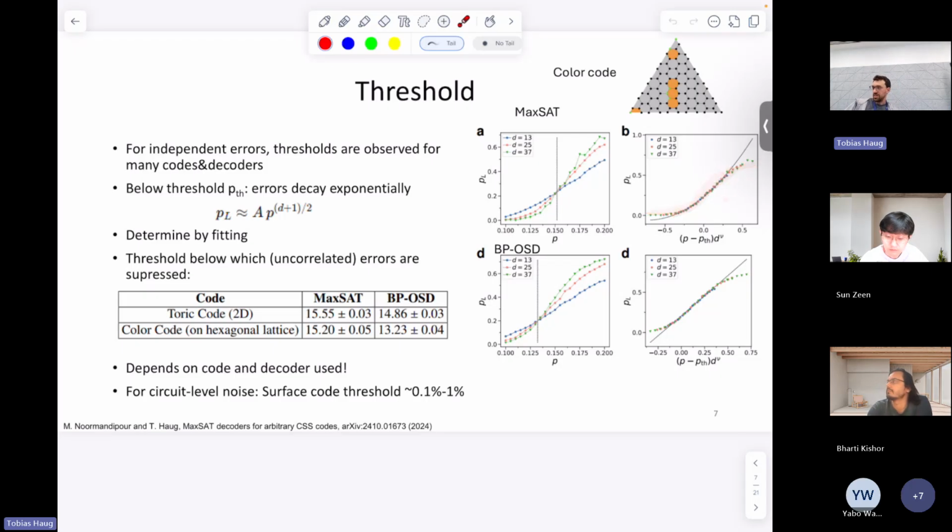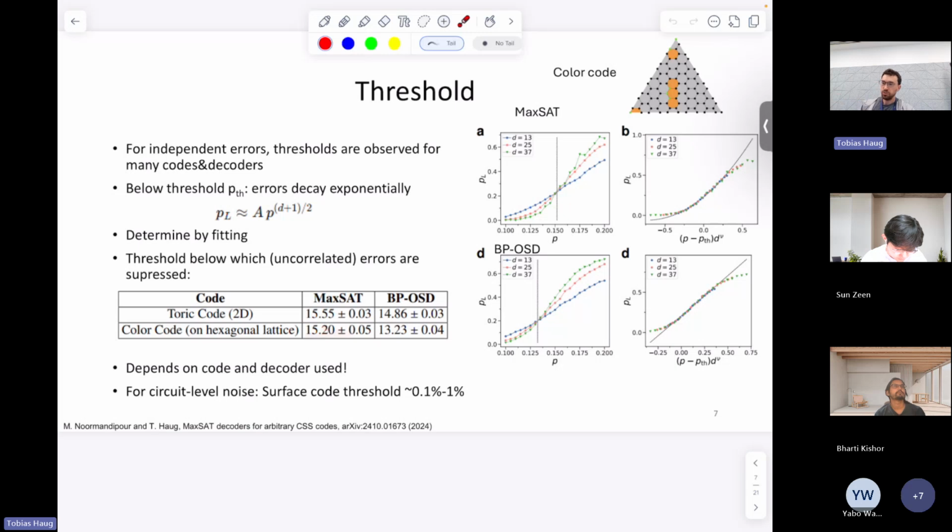The second thing you can see is that you can play this game for different codes and different types of decoders, and you get different behaviors. For example, there is a decoder called the max-sat decoder, which I will talk about in a minute. You get a threshold at, let's say, 0.1, corresponding to about 15%. But if you use a different decoder called BPOSD, the crossing point happens at, let's say, 13.23% physical error rate. Generally, a higher threshold means better. If the percentage is larger, let's say 15%, this means you can tolerate more errors. So the higher this number, the better.